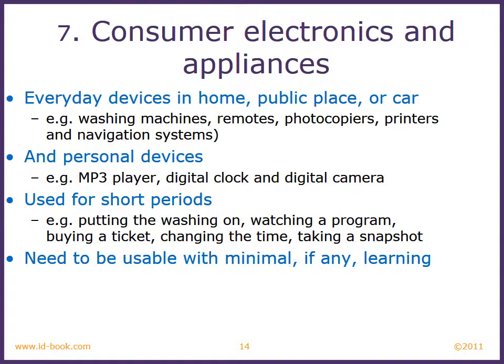The seventh category is consumer electronics and appliances. For example, in our homes and public places: washing machines, remotes, photocopiers, and personal devices like MP3 players and digital clocks. These would be used for short periods, such as putting the washing on, watching a program, or buying a ticket, and need to be usable with minimum if any learning.